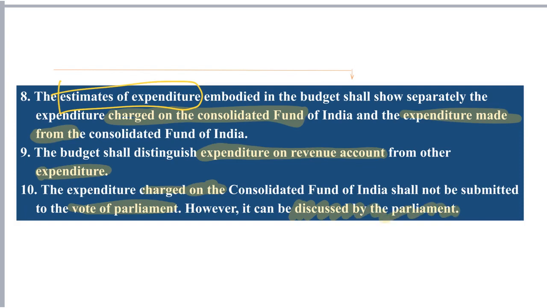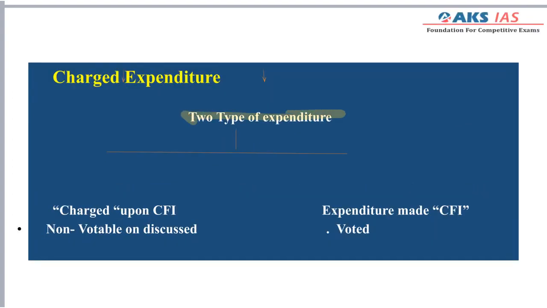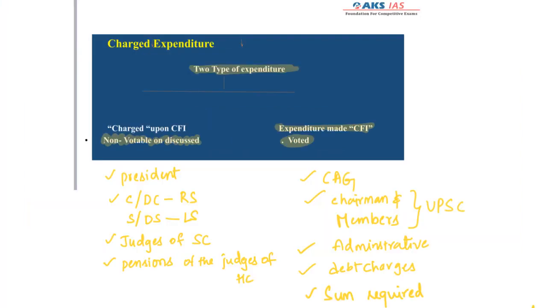Now let us see the difference between the expenditure charged on the Consolidated Fund of India and the expenditure made from the Consolidated Fund of India. In these two types of expenditure, the charge upon the Consolidated Fund of India, as told, is not votable but it can be discussed, whereas expenditure made from the Consolidated Fund of India is what is voted. Coming to the non-votable part, it includes the emoluments as well as the allowances of the president and other expenditure relating to his office.